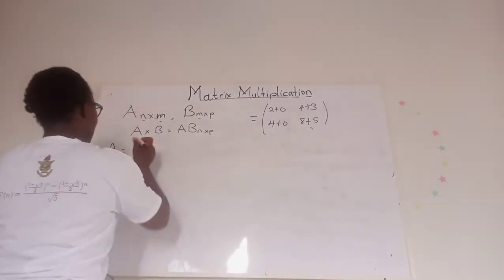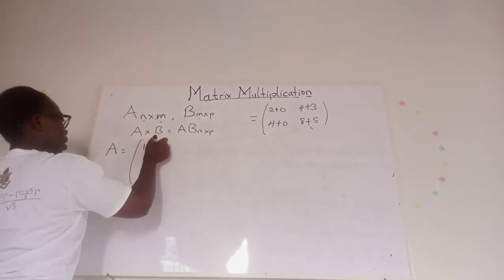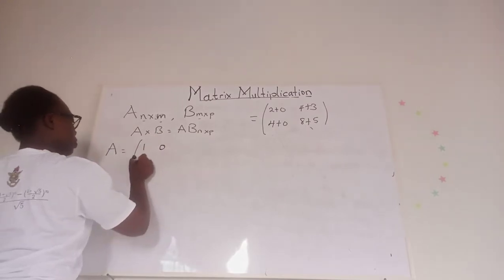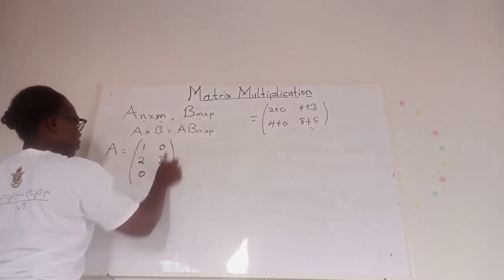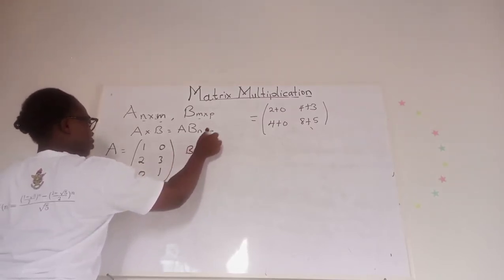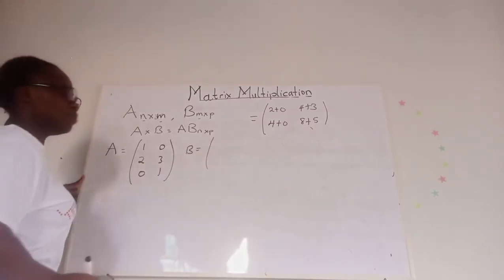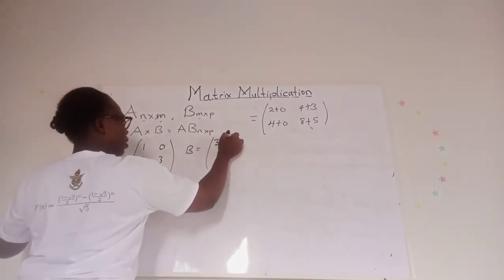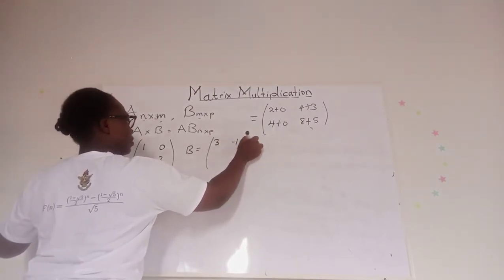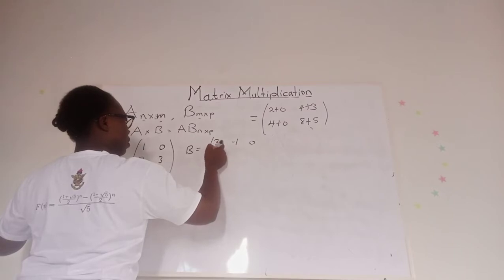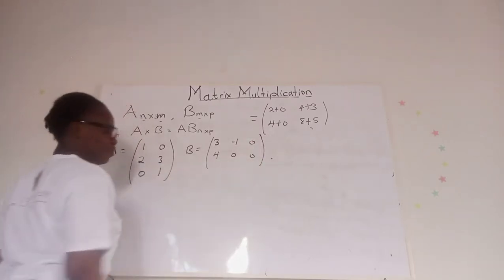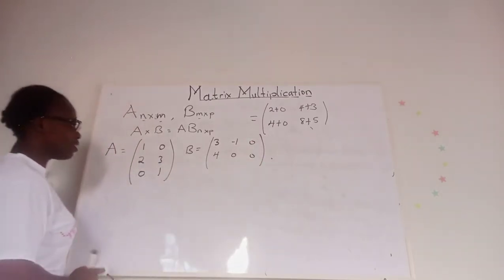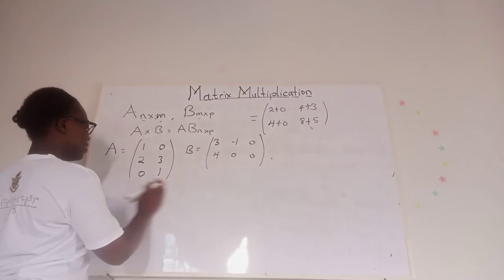Let's take A to be [1, 0; 2, 3; -1, 0; 1]... A = 1, 0, 2, 3, minus 1, 0, 1. Then B to be equal to 3, minus 1, 0, 4, 0, 0. Just to make it simple, let's define these matrices.